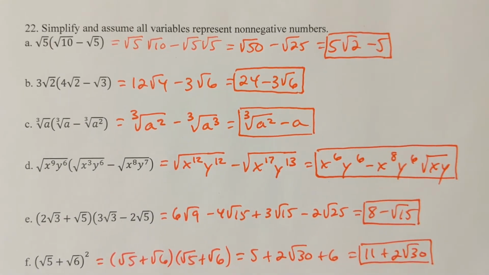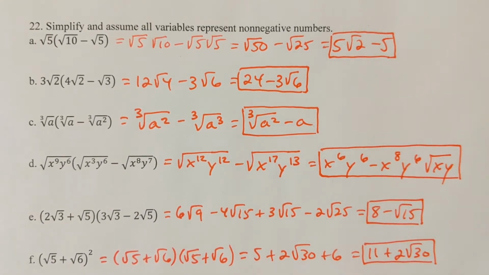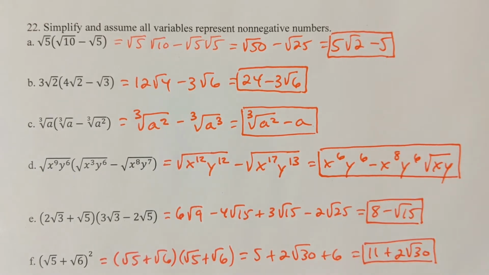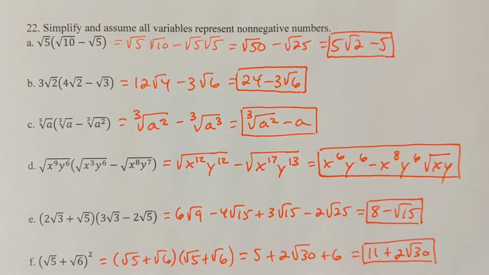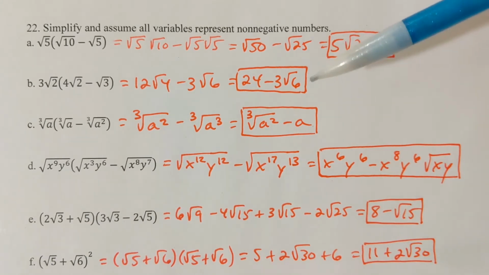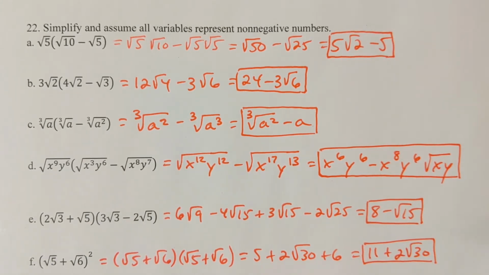Problem 22 is some more simplifying. Assume that the variables represent non-negative numbers. Okay, we're going to be doing a lot of distributing and FOILing when we simplify these problems here. But when we start in on that.